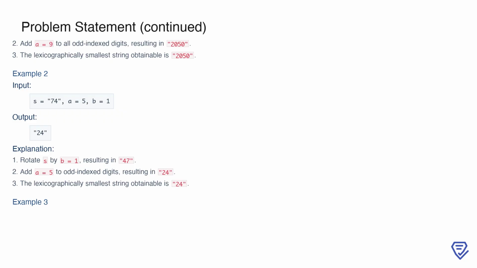Moving on to the second example, the input is S equals 74, with A equals 5 and B equals 1. First, rotating the string to the right by 1 gives 47. Then, adding A equals 5 to the odd indexed digits results in the string 42. This is the smallest lexicographical string obtainable for this case.